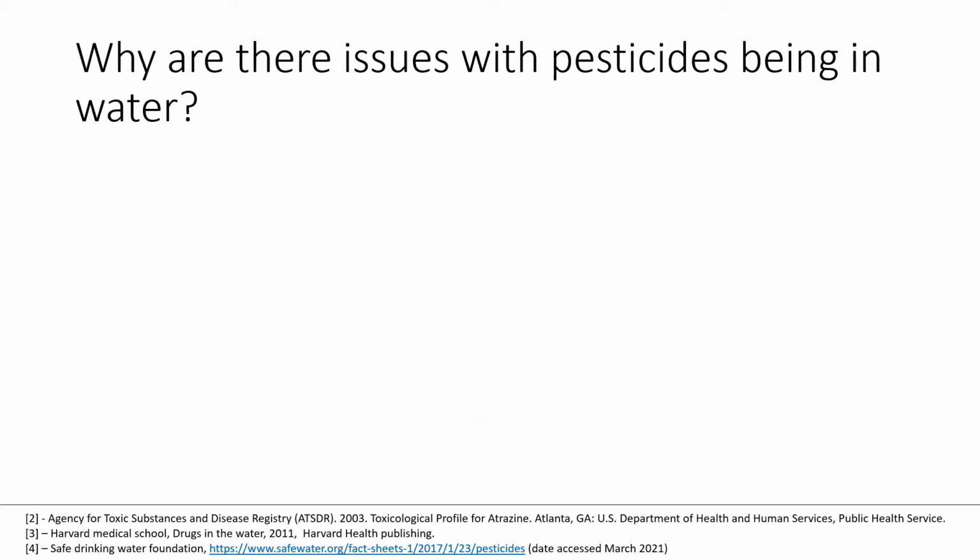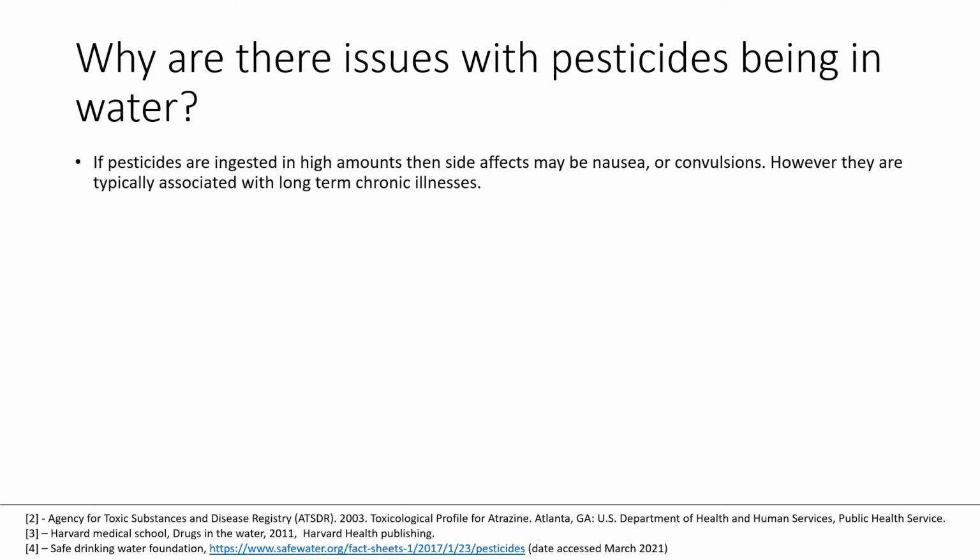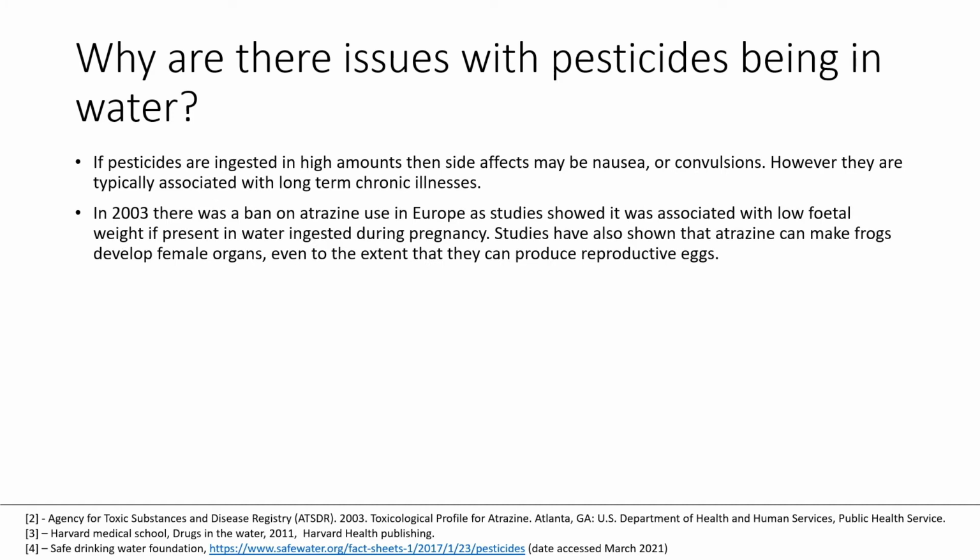The issues with pesticides being in water, again, are similar to pharmaceuticals. The concentration of pesticides is not large enough to cause any side effects. If it were, it would be nausea or convulsions. However, they are typically associated with long-term chronic illnesses, again, due to the small concentration. However, in 2003, there was actually a ban on atrazine use in Europe, as studies showed that it was associated with low fetal weight. So obviously, if pregnant women were to drink water containing atrazine, it would affect the fetus.